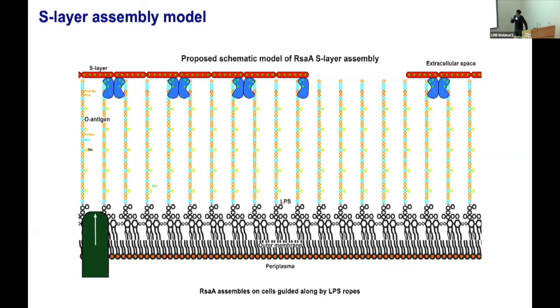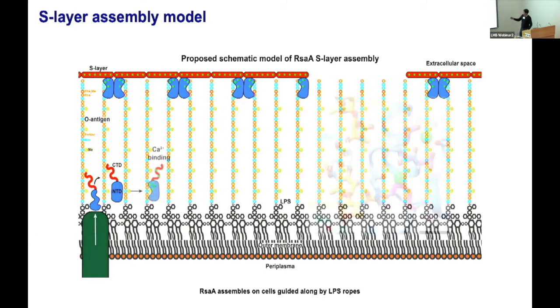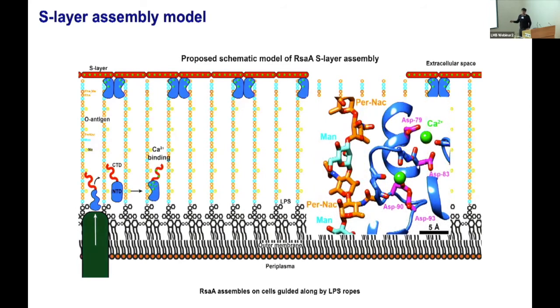Just want to summarize quickly our studies on this S-layer. Unfolded RsaA molecules are secreted through its ABC transporter at the outer membrane. These molecules go outside, and they are unfolded because they're not bound to calcium. Then the RsaA molecules can bind to calcium, which is present in higher concentration outside the cell compared to inside the cell. This calcium binding allows the protein to bind to the O-antigen of lipopolysaccharide.